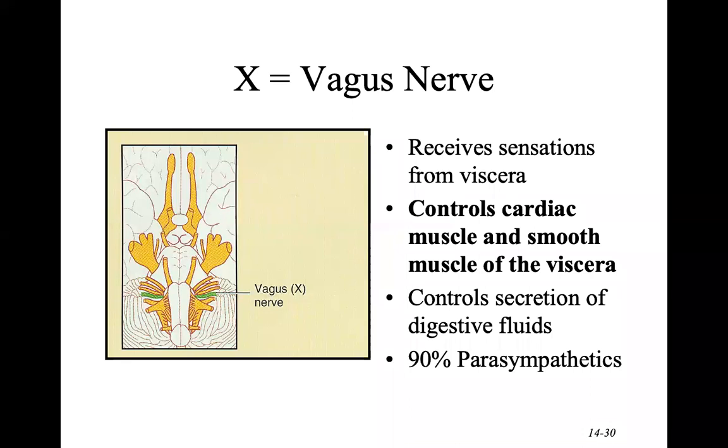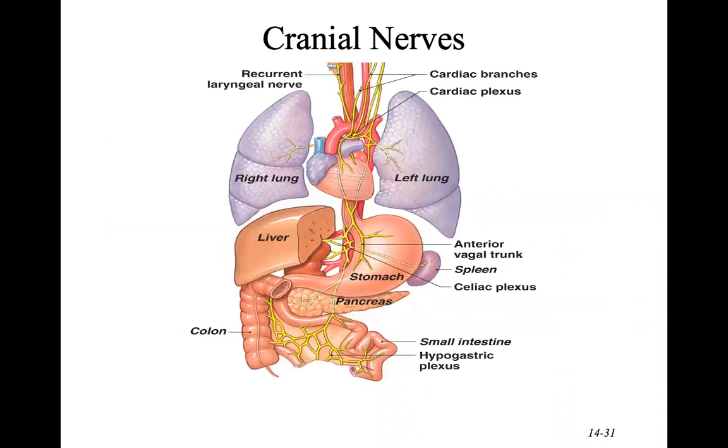90% of the parasympathetics comes from this one right here, the vagal nerve. It doesn't just control the heart and the smooth muscles, but the muscles of the viscera, everything. If you look at this picture right here, you will see that the vagal nerve goes to every single organ that you see here. You see the lungs, you see the heart, you see the liver, you see the kidneys, the spleen, the stomach, the pancreas.